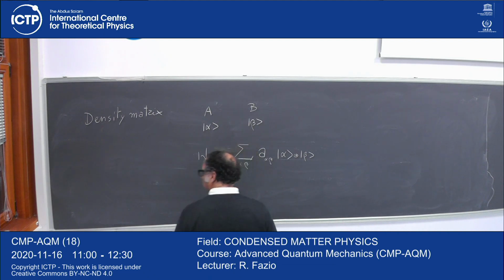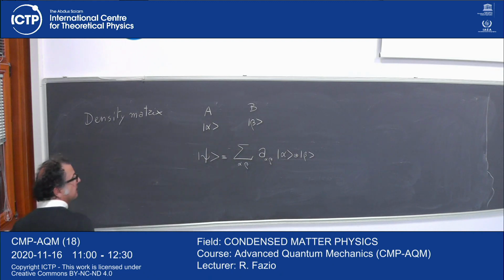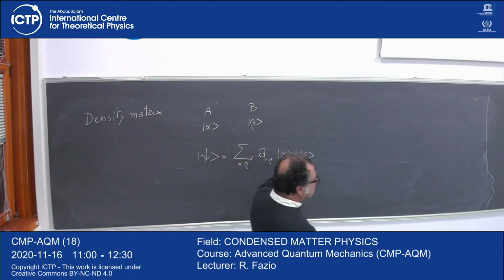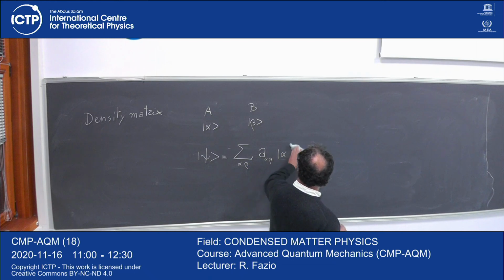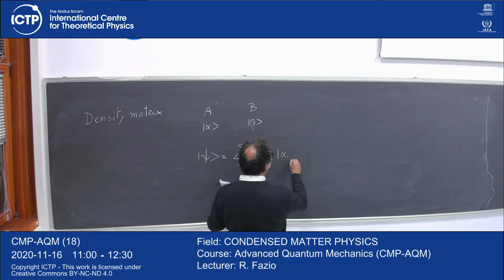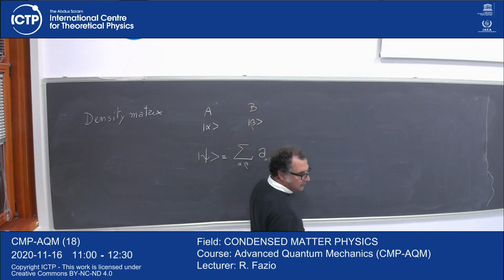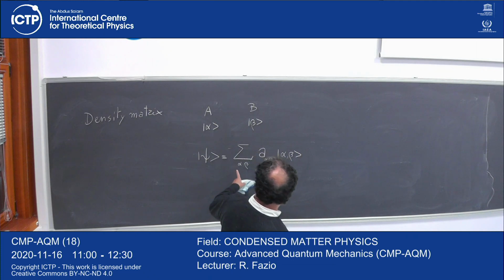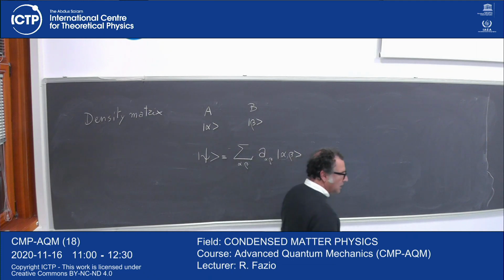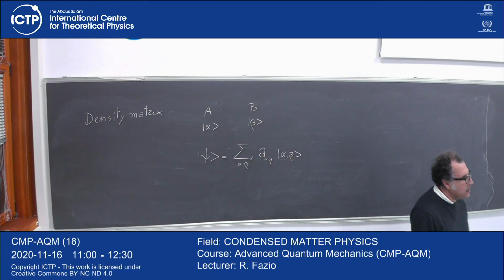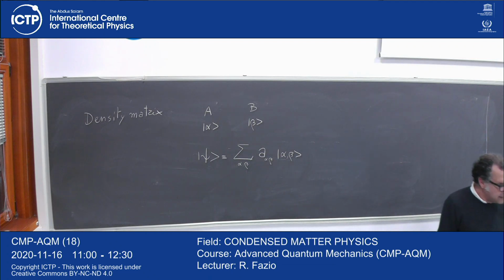Okay. So look, since I'm lazy, I don't want to keep writing this tensor product. I will write it this way, alpha comma beta. But it's the same. So this is a wave function. So this means that the state is pure, because it's described by a wave function.